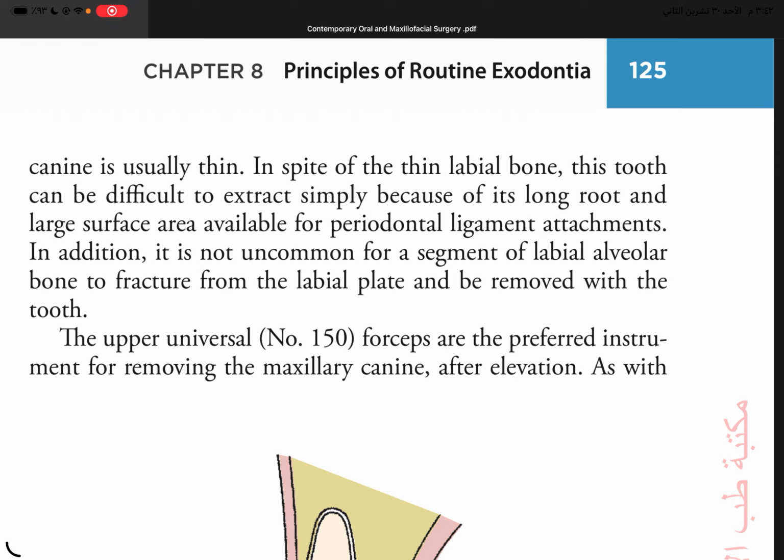بالرغم إنه اللابيال بون يكون thin, this tooth can be difficult to extract simply لأنه هو long and large surface area available for periodontal ligament attachment. يعني لأنه عنده common periodontal attachment.